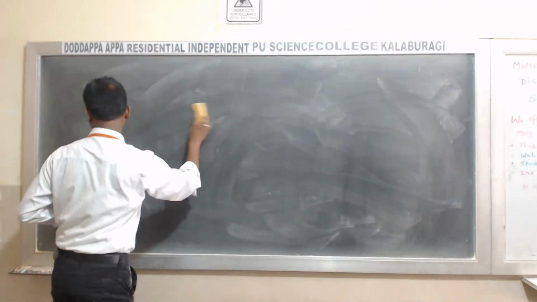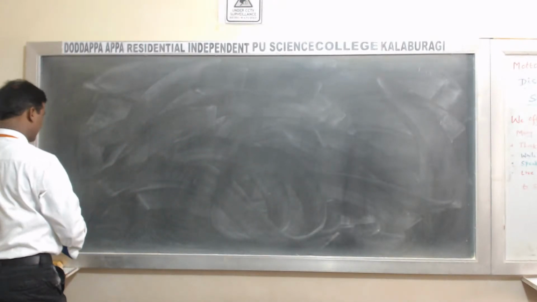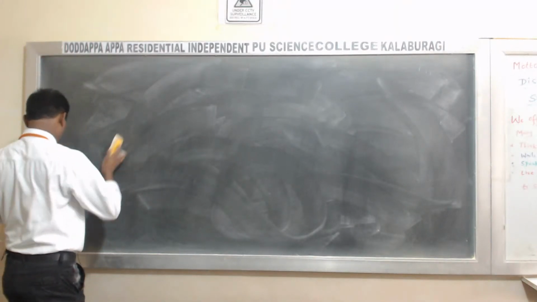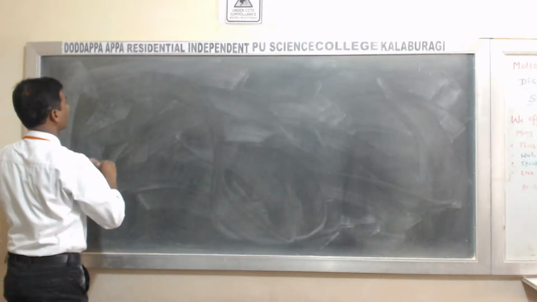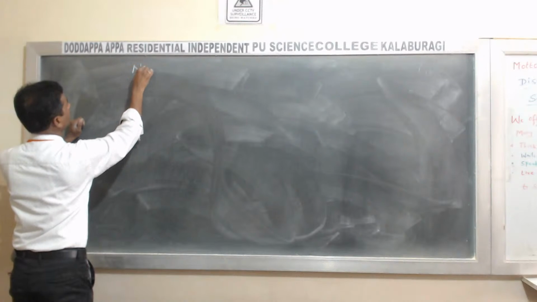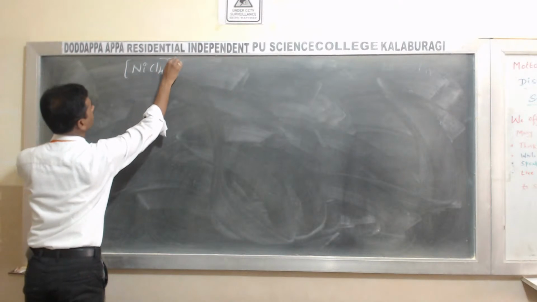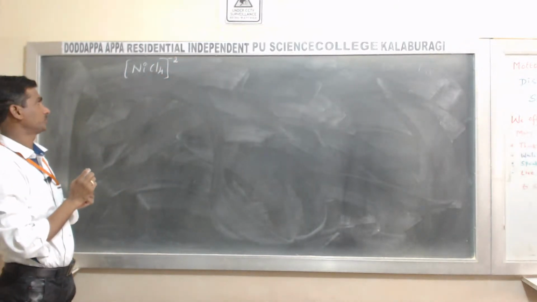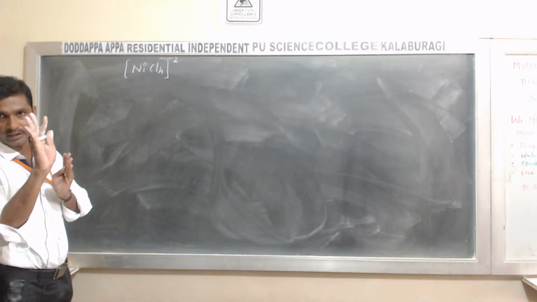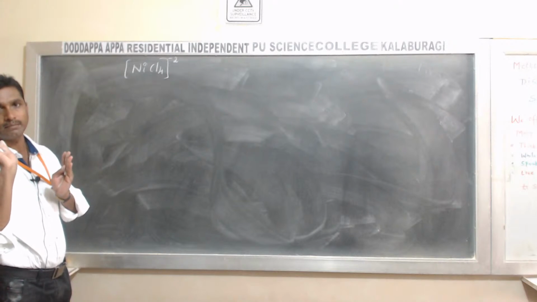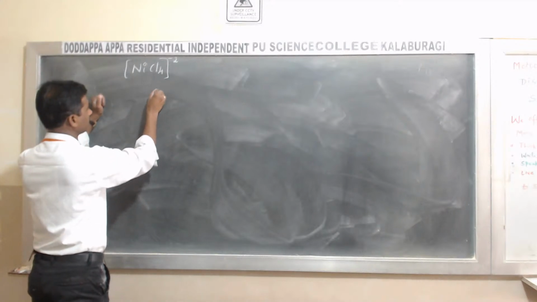The first example, I can discuss one by one. Very important example. First I can discuss NiCl4 2-. This is the first example based on VBT. Total 4 examples are there. All are very important because one is compulsory for your examination.